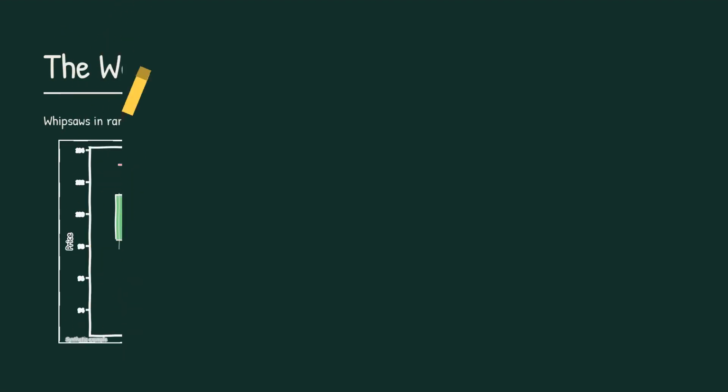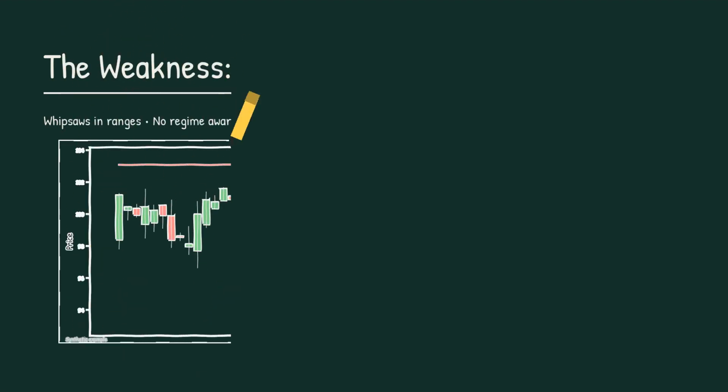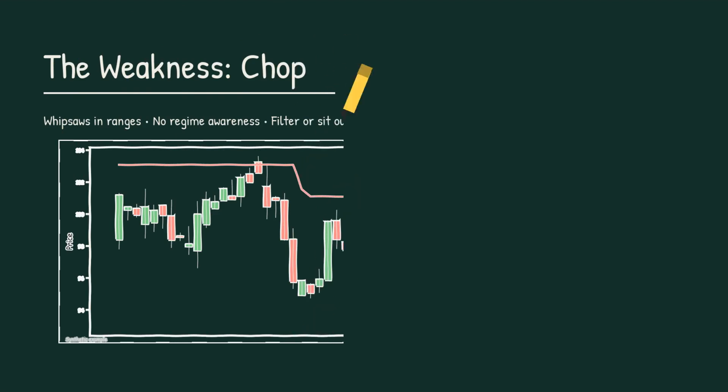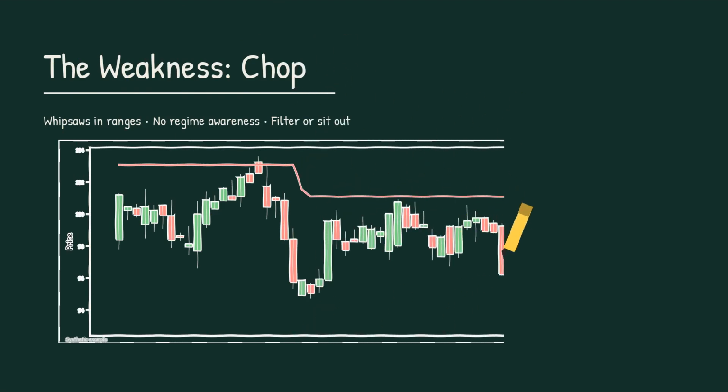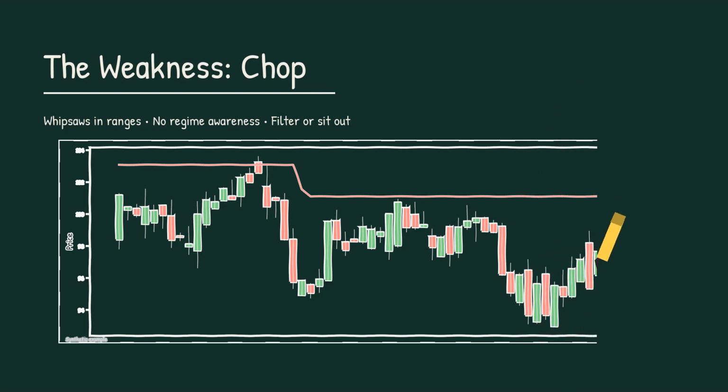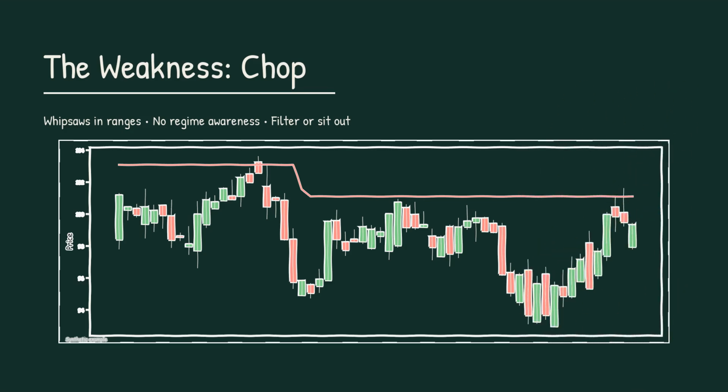Supertrend is a trend follower, so in a sideways range it gets shredded. You'll see flip, flip, flip, each one a small losing trade. This is the single biggest pitfall. The indicator has no idea whether a market is trending, it just reacts to closes versus an ATR envelope. You must add a trend regime filter or simply stand aside in obvious ranges.